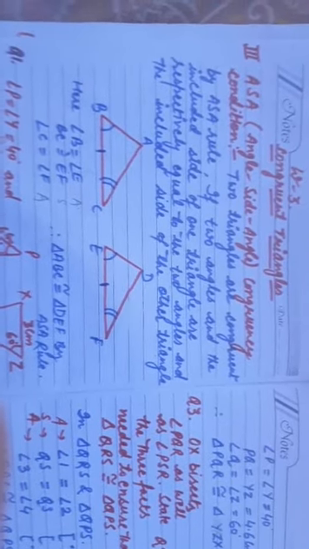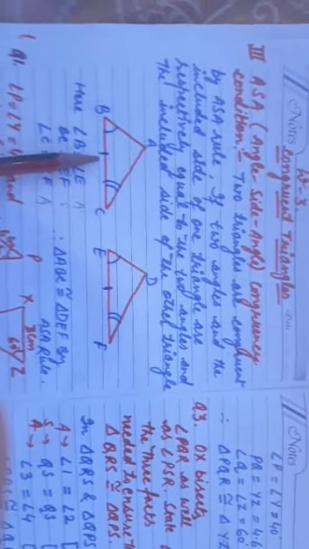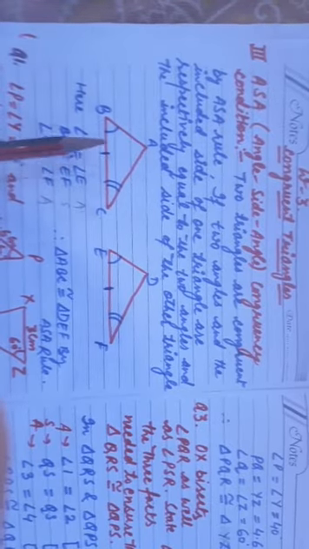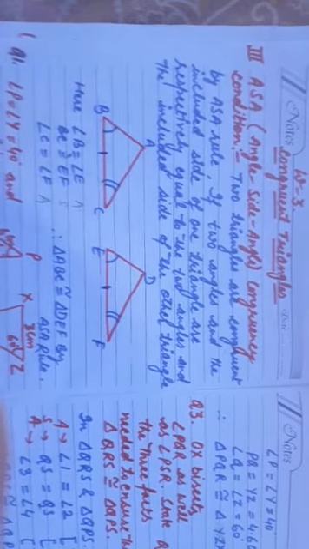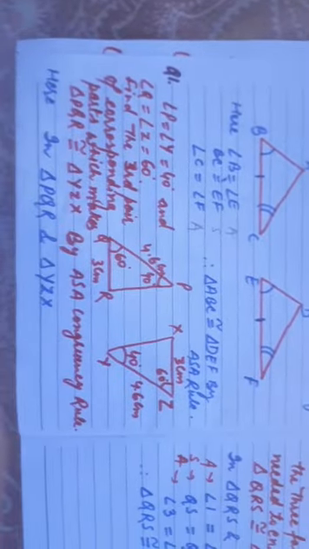So in this case, two angles and the included side. The side between two angles should be there in both triangles. Then these two triangles are congruent by the angle side angle rule of congruency. In this case, the first question we are doing.